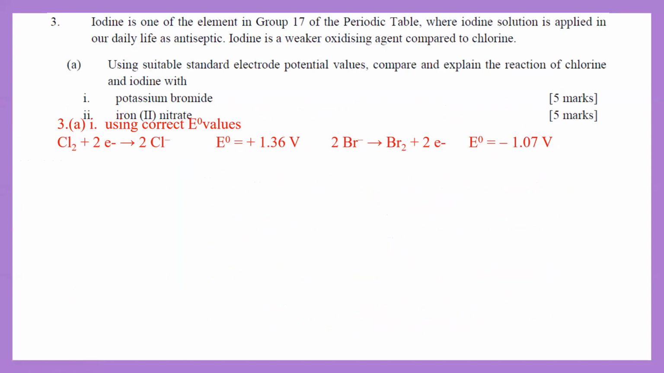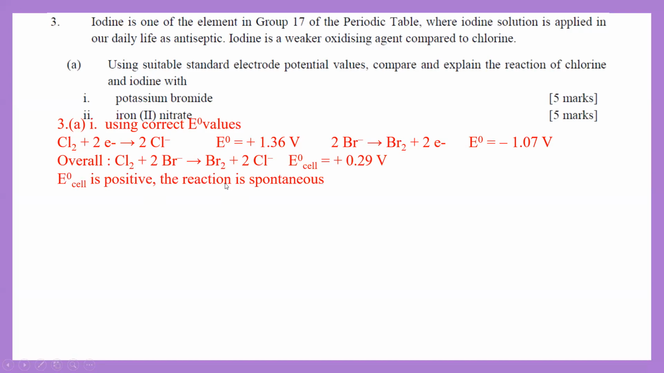Okay, so for example, you use the correct E° value, which is Cl2 plus 2e minus gives 2Cl minus, E° is positive 1.36, and then bromide ion to become bromine, Br2 plus 2e minus gives 2Br minus, E° is positive 1.07. So you write your overall equation, Cl2 plus 2Br minus gives Br2 plus 2Cl minus, E° cell is positive 0.29. So you also have to mention when the E° cell is positive, the reaction is spontaneous, therefore chlorine can displace bromide ion.